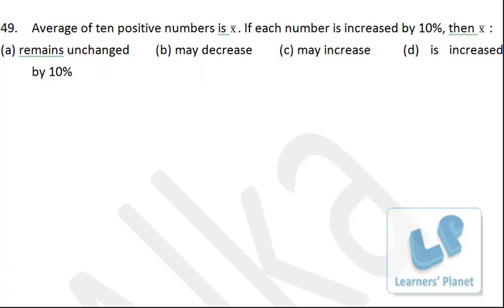Now the average of 10 positive numbers is x bar. If each number is increased by 10%, then what is the new average? Okay. Now what is happening? Increase by 10% means each number is getting multiplied by a constant quantity, 11 by 10. Right. So finally the average will also get multiplied by 11 by 10. That is a 10% increase. So if each number is increased by 10%, then the average will also increase by 10%. Okay. The same as the previous problem.